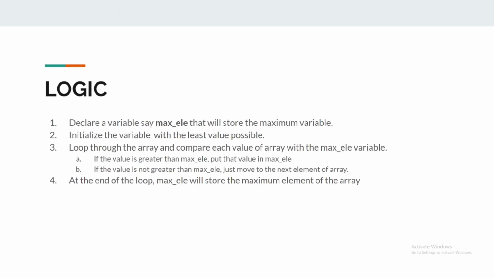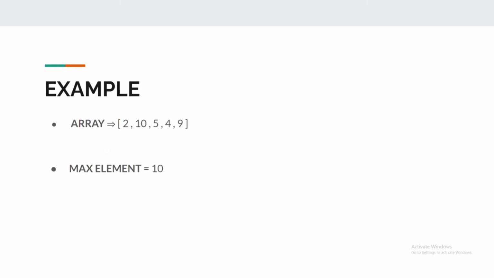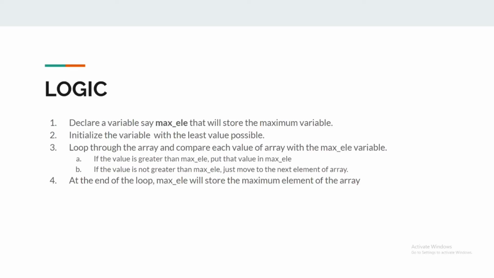So this is the logic that we are going to implement in this question. The first step is that the maximum value that we are going to find should be stored somewhere, right? So we need a variable for that. So the first step is to declare a variable, say max_ele, that will store the maximum value from the array.